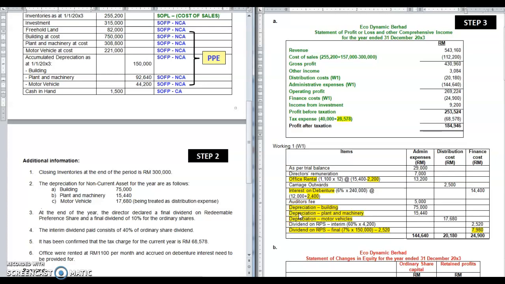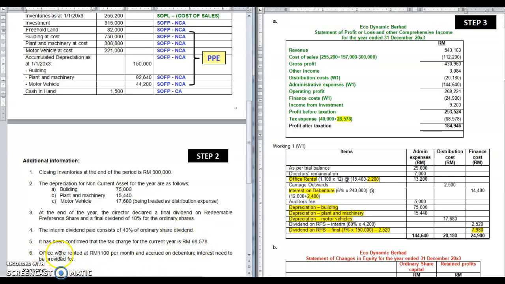Those highlighted in yellow represent the adjusting entries actually, but I don't show you the debit and credit entries. I hope you have learned it when we learned Laut Damai Berhad. So depreciation will be added up into admin expenses. Next, what else?